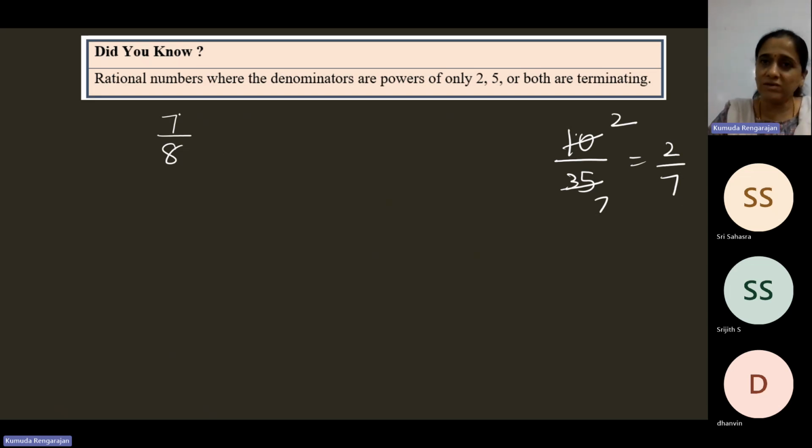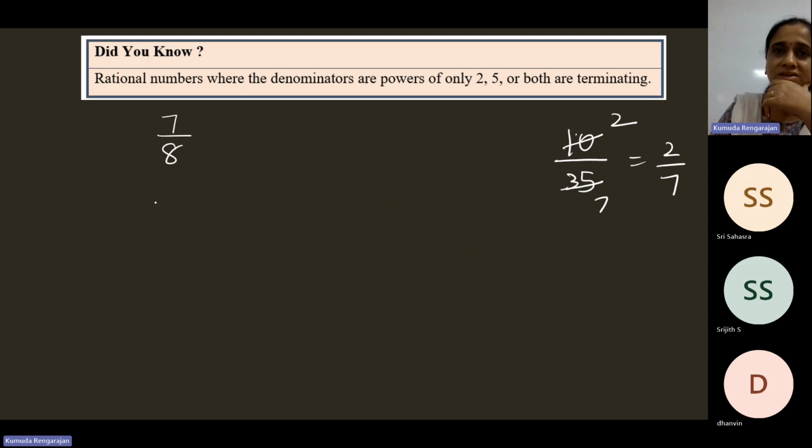In the same way, 7 by 8. Can you reduce this any further? No, then that's the simplest form. Okay, that is the next step. So 7 by 8 is a rational number in the simplest form. Yes? Okay. Now look at the denominator.